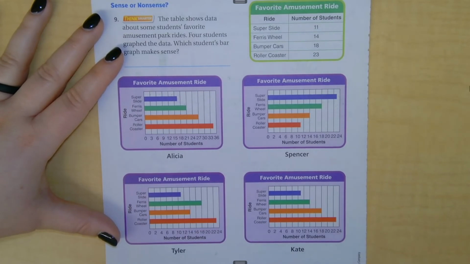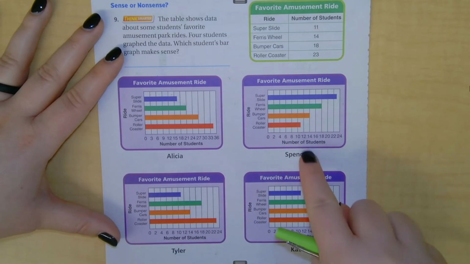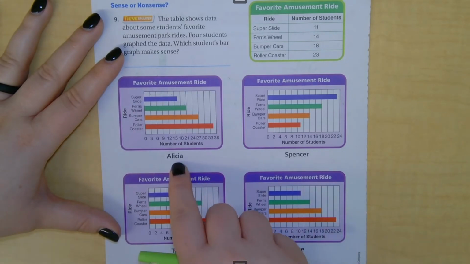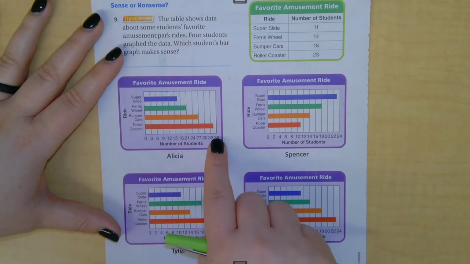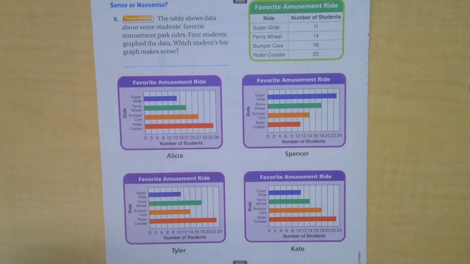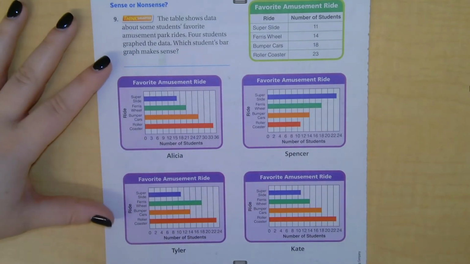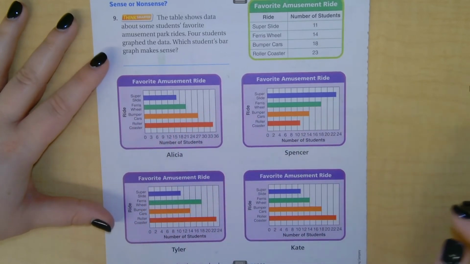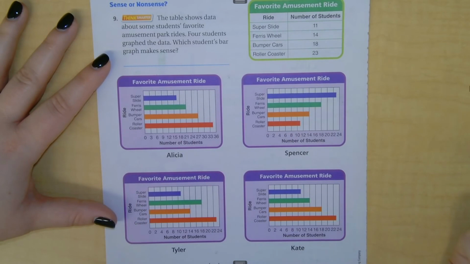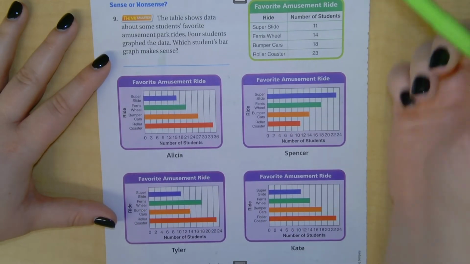You'll notice that they didn't all use the same scale. Spencer, Kate, and Tyler all used a scale of 0 to 24 by 2. But Alicia chose to use a scale of 0 to 36 by 3. So it will be interesting to see who did this correctly. So the first thing we're going to do is go through and find the totals for each ride on each graph. Okay?